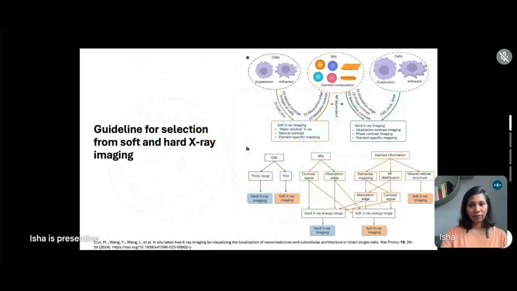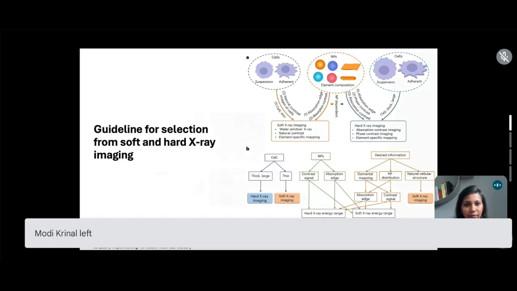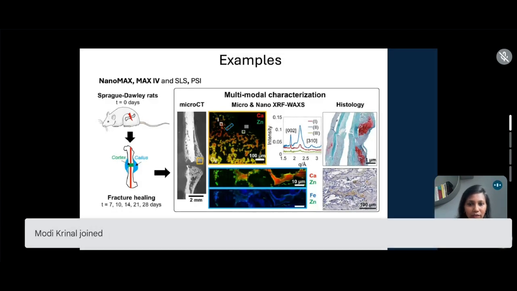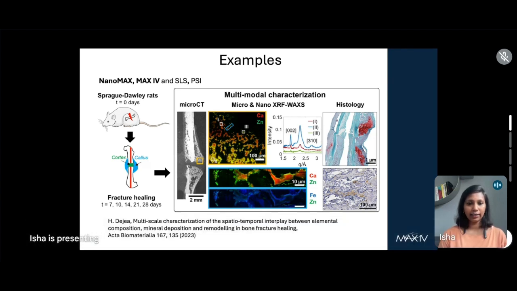But maybe this is a bit much, I will just skip this one. I'll take another example. This was an experiment done at NanoMAX. What they wanted to see is, when you have a fracture, how the fracture starts healing.